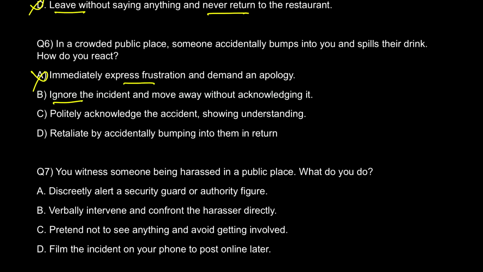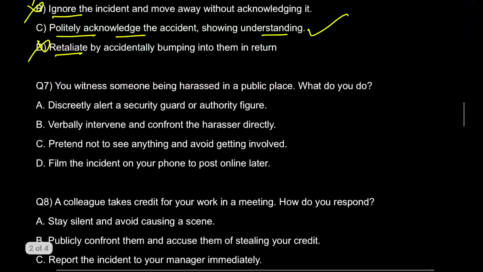Option B, ignore, never. Politely acknowledge, yes. These two keywords are most important. Understanding भी. And retaliate. Oh, retaliate करना तो सबसे खराब चीजें होती हैं, है ना? Tit for tat नहीं करना चाहिए. All right. Moving next. Question number 7.